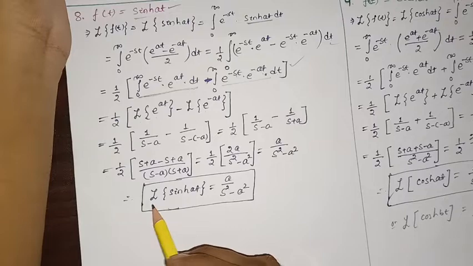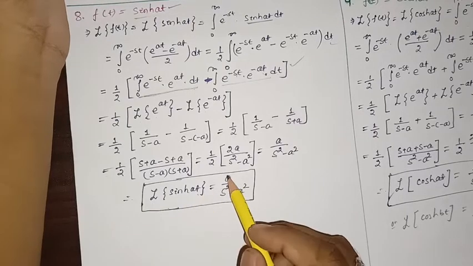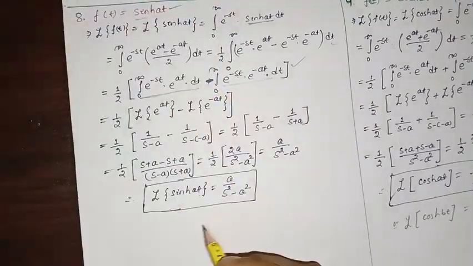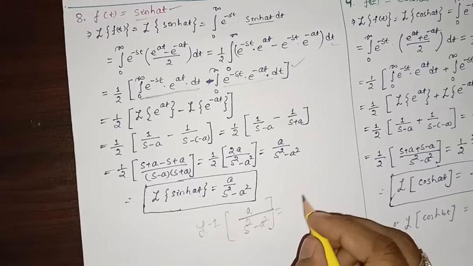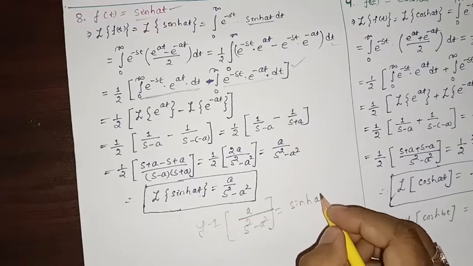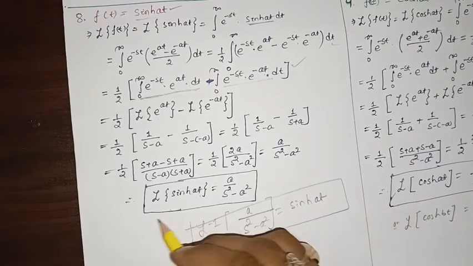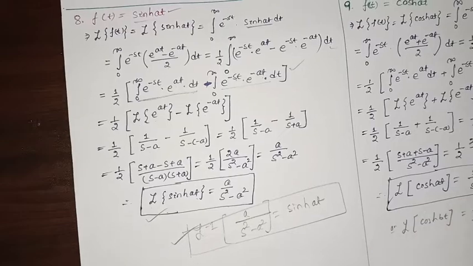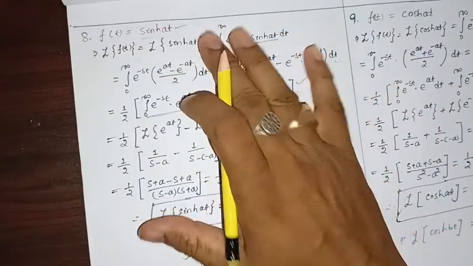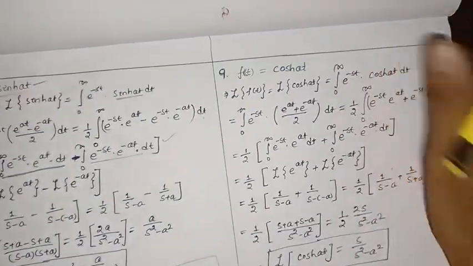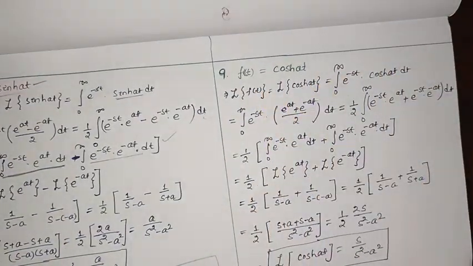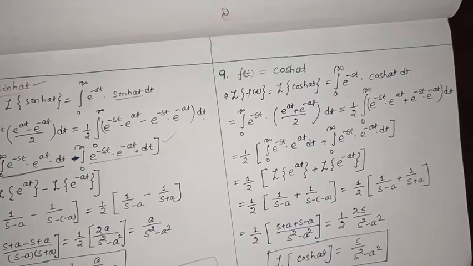So Laplace transform of sinh at we found a by s square minus a square. Similarly, inverse Laplace transform of a by s square minus a square will be equal to sinh at. Have to remember both. Okay. If this question is asked in your exam, it will be a minimum of 2 to 3 marks. Okay. Next, cosh at. In a similar manner we are going to evaluate.